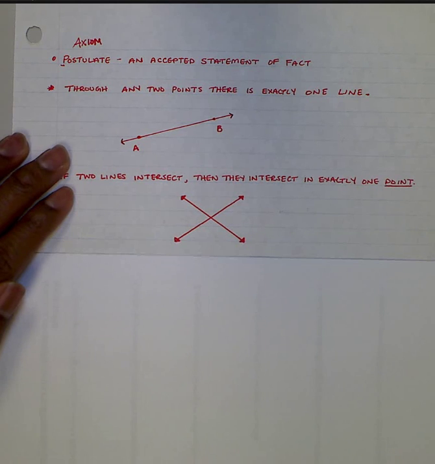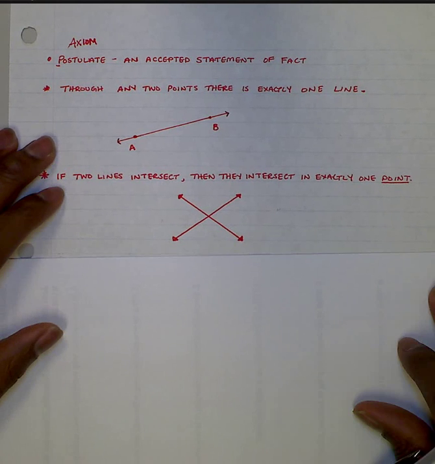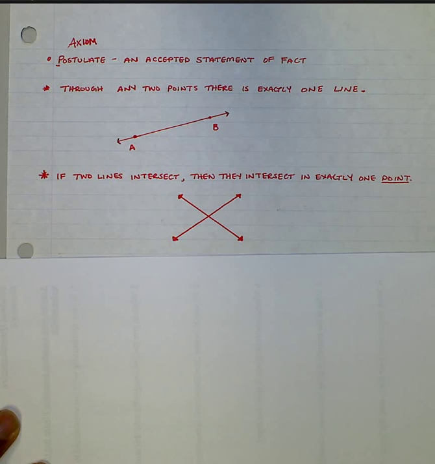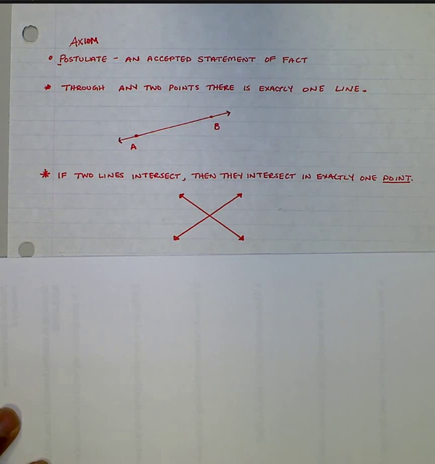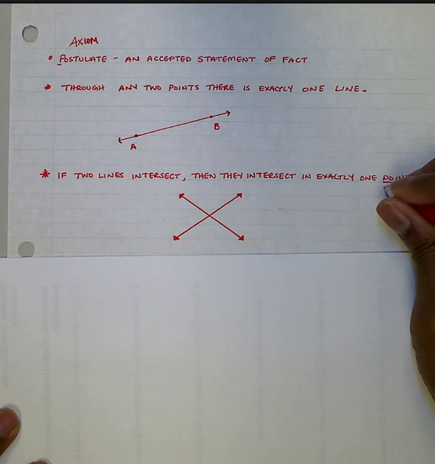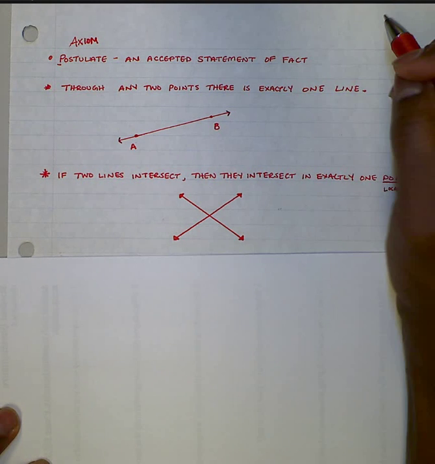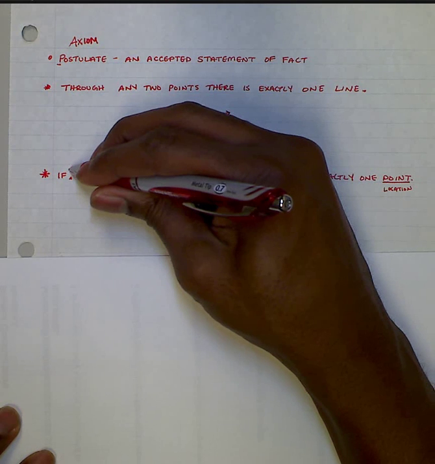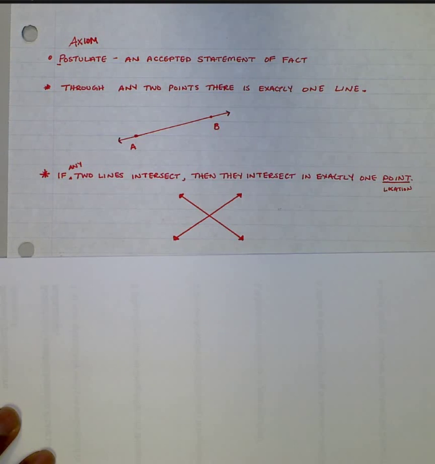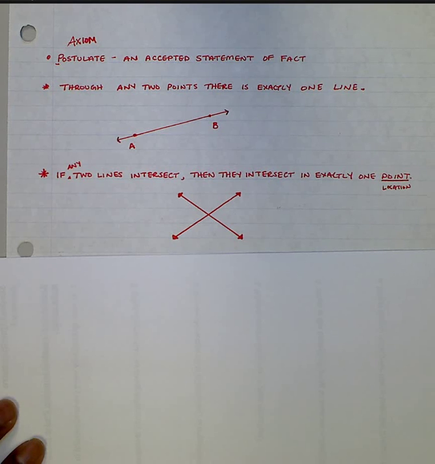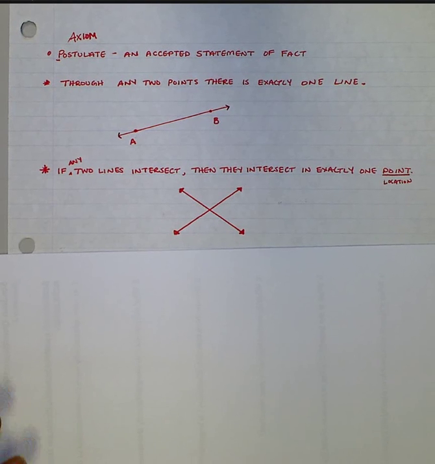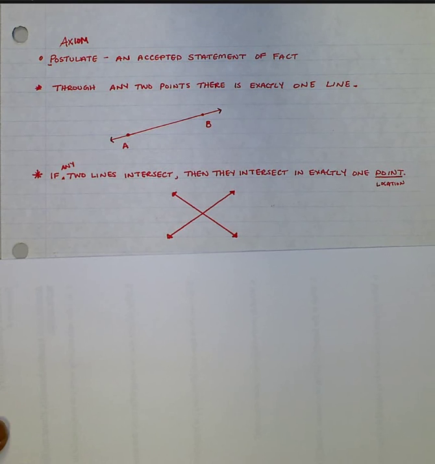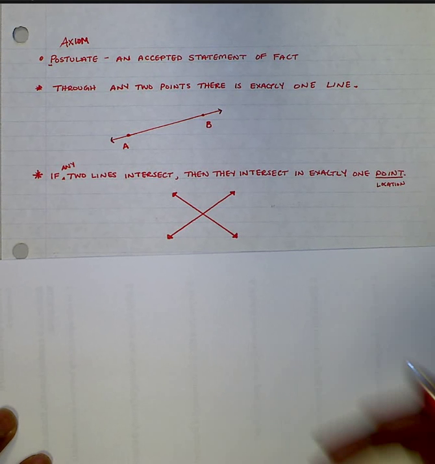Okay. If 2 lines intersect, that's the next postulate. If 2 lines intersect, then they intersect in exactly 1 point. Think of a point as location again. And I should say any 2 lines. Okay. If any 2 lines intersect, they do so in exactly 1 point. Now, remember this: lines are straight. They don't curve. They don't bend. Okay, they're straight lines. So, when they meet, they do it just once at 1 point if they meet.